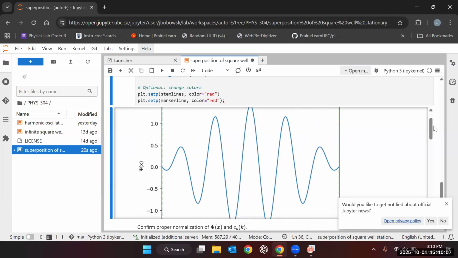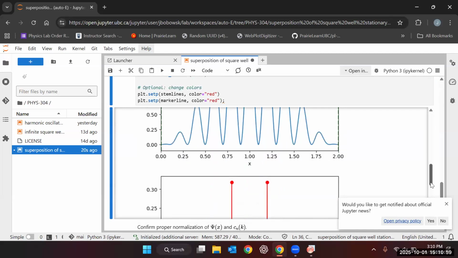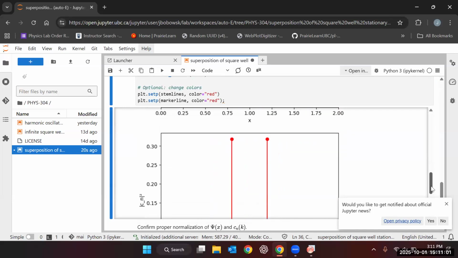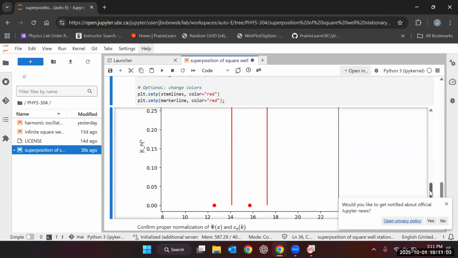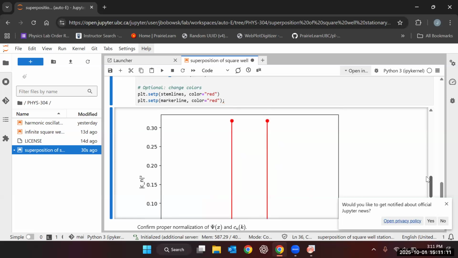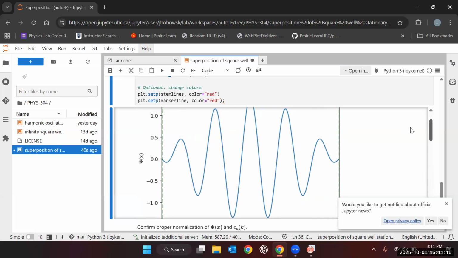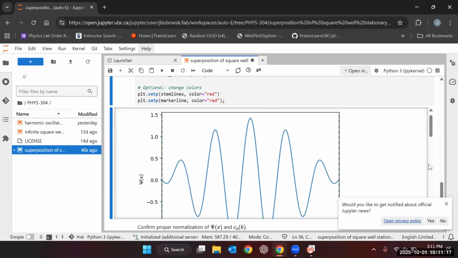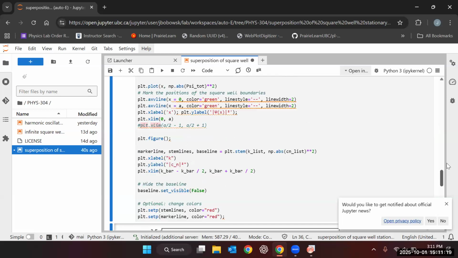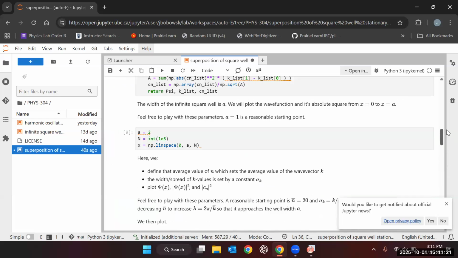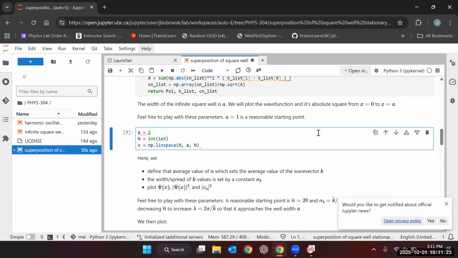If I look at the k states that are contributing, there are 2 of them. The other ones are both 0. So this linear combination of 2 pure sine waves is already giving us packet-like behavior. And so all I'm going to do is keep increasing the size of our well. Let's go to 4.